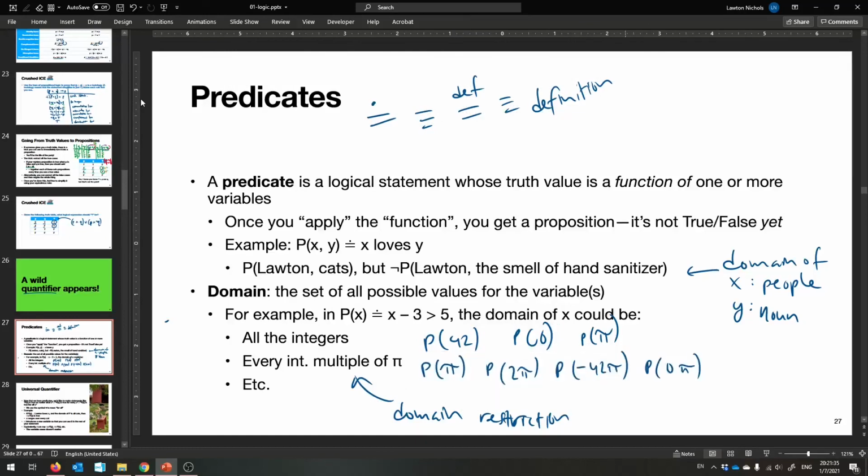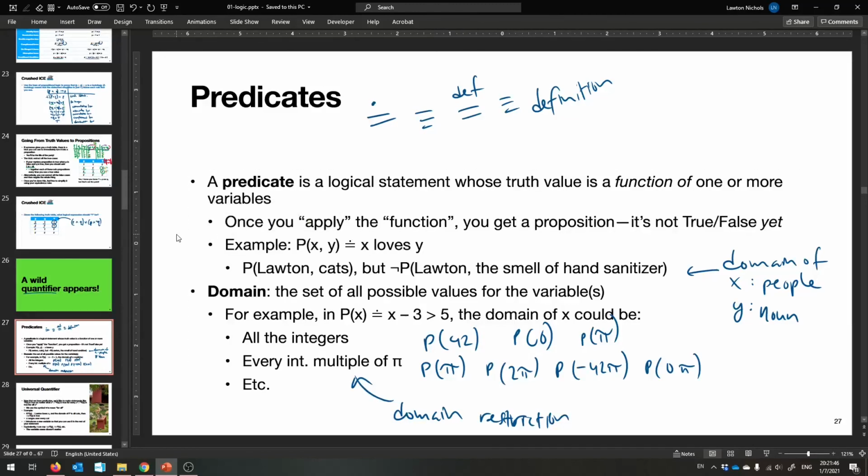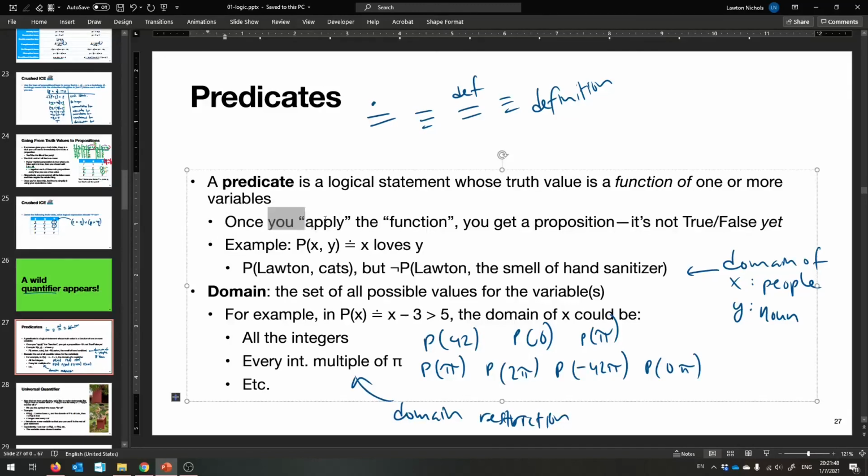Okay, so that's a predicate. That's when you have a variable in your proposition. You have some variables, and it's not a proposition yet even. You have to apply the function to get one.